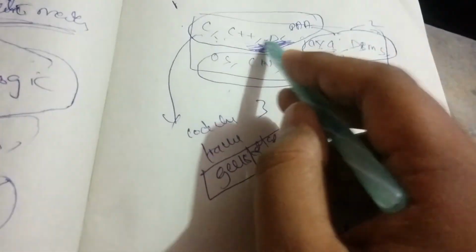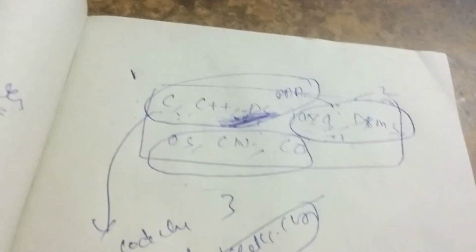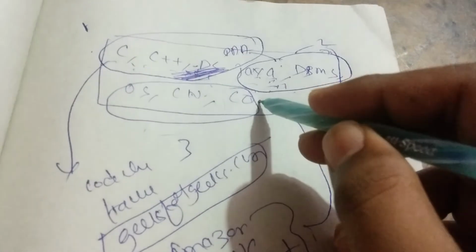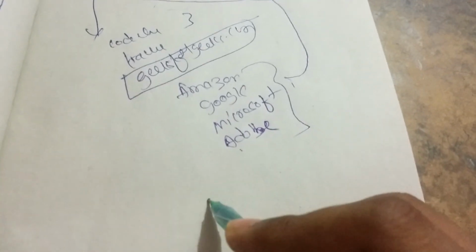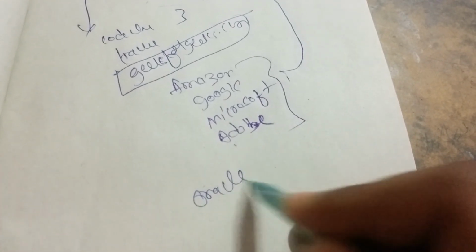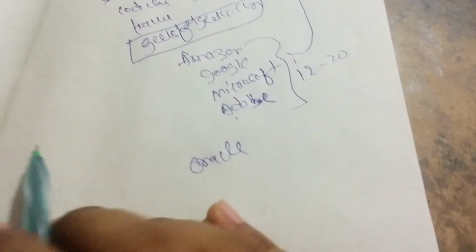Basically, I asked you to prepare these things. If you're targeting tier 1 companies like I listed here, Google, Microsoft, Adobe, you have to prepare all three priorities. If you're preparing for tier 2, something like Oracle, usually these are 12 to 20 lakhs packages.